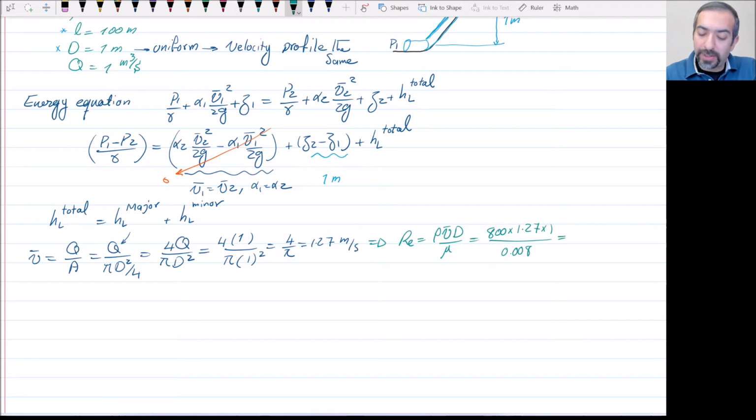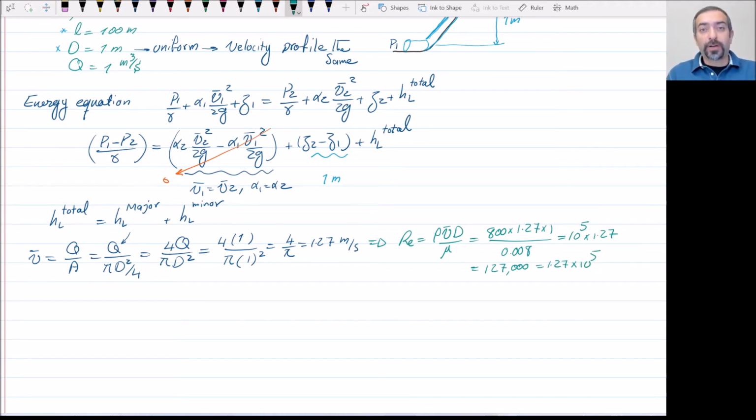The 8 and 8 go away, so then that's 100 divided by 10 to the 2, 10 to the negative 3. That gives me 10 to the 5, right? Times 1.27. So the answer is 127 with 3 zeros, or as you can see here, 1.27 times 10 to the 5. That's a Reynolds number.